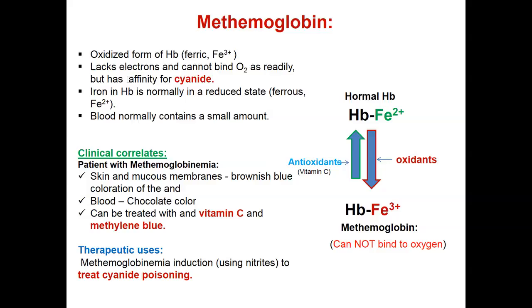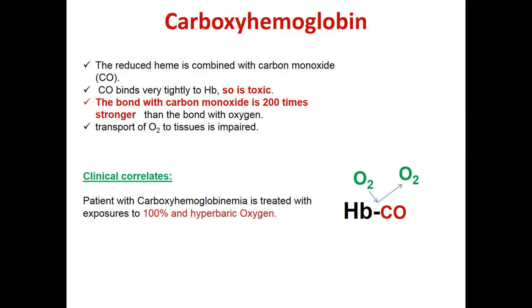Is that clear? And then they can reverse it again once further treatment clears the cyanide out of the body, and they can revert the methemoglobin back to normal hemoglobin by adding methylene blue or vitamin C to reduce your iron again, and then you have normal hemoglobin. Is this clear? Okay.